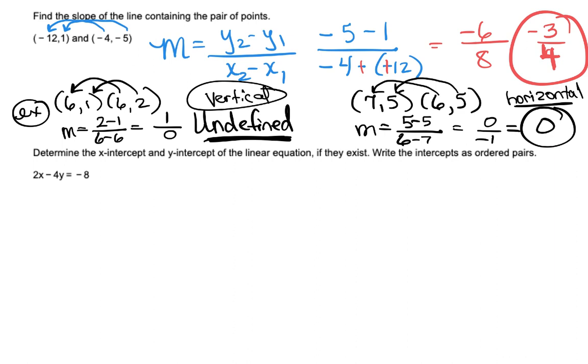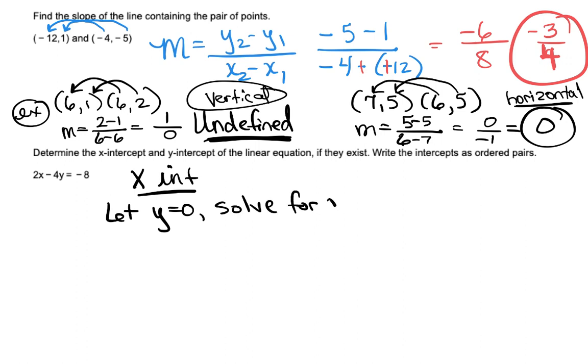Okay, x-intercept and y-intercept, very simple. To find the x-intercept, and we will do this later in following sections, this is how you find it. You let the opposite one be 0, right? So if you're looking for the x-intercept, let y equal 0. Solve for x. Right, so let the opposite one be 0.